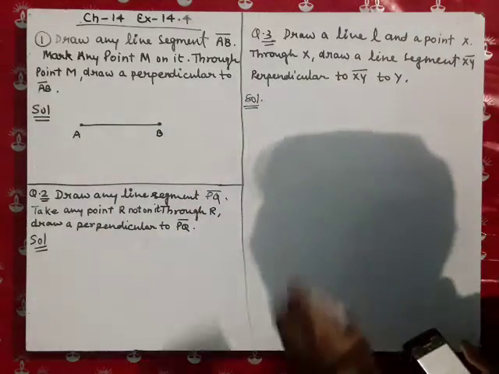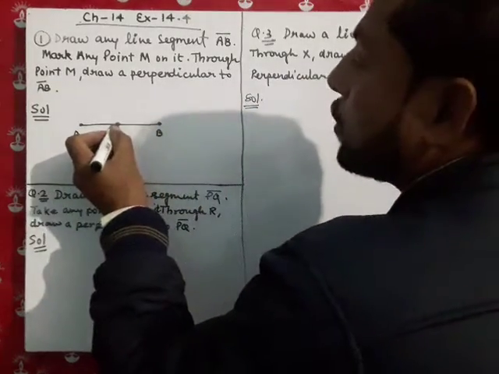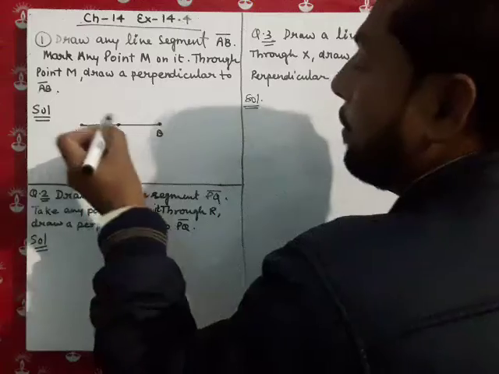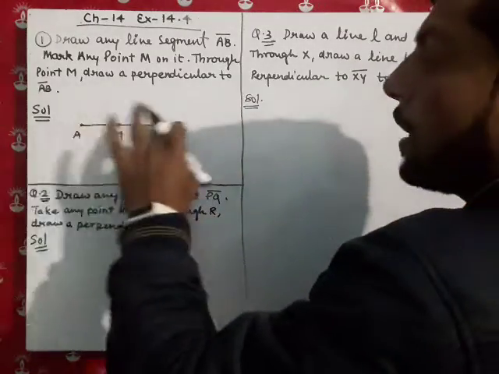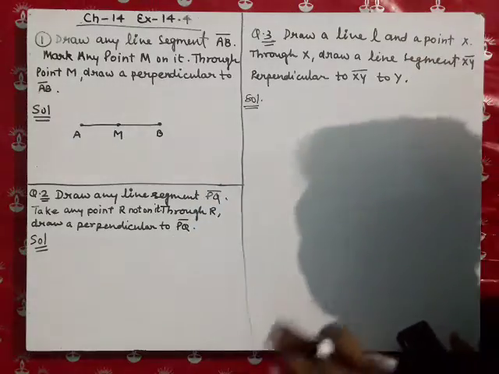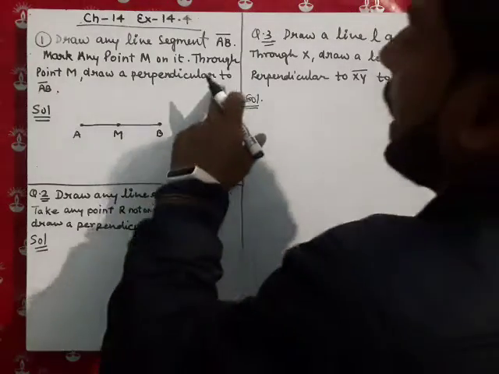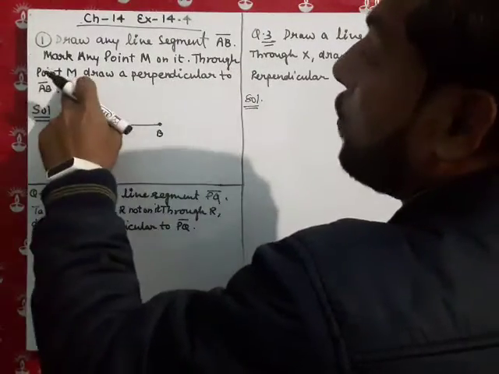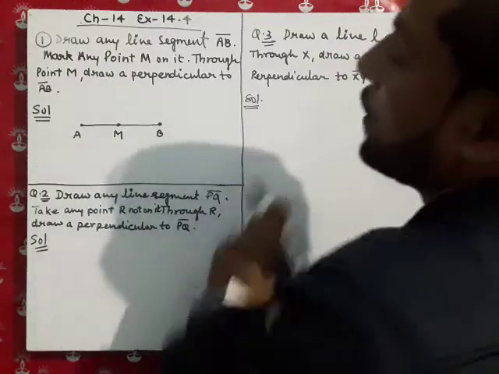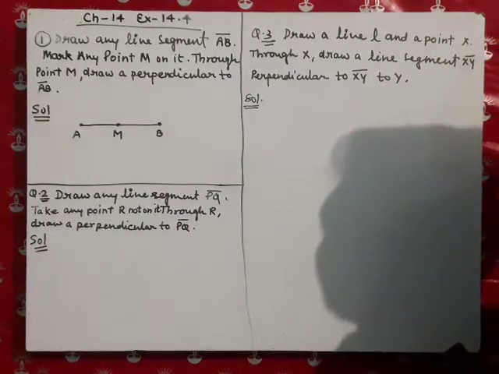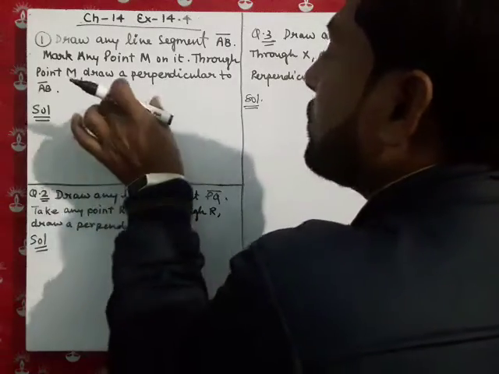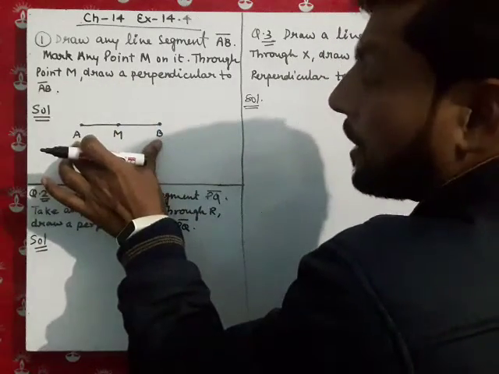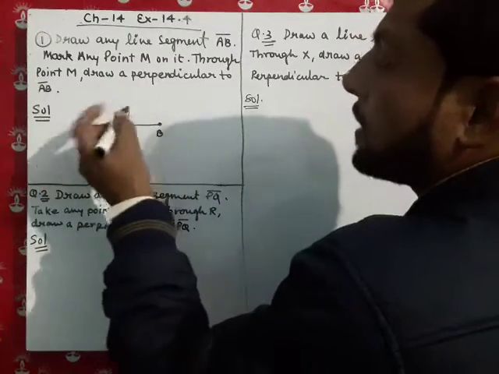Now in step 2, you have to take any point M. So you have to mark any point M on it. So you have to mark point M anywhere between the A and B, that is on your choice, and after that through point M, draw a perpendicular to AB. So how to draw perpendicular? Now you have to take compass and you have to take some distance less than the AB. Less than the AB, you have to take some distance.